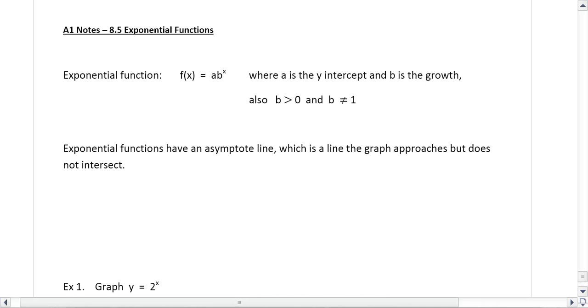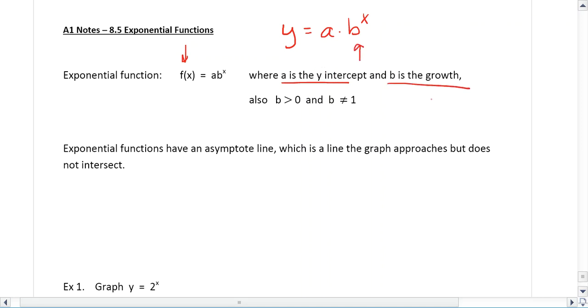In the same way, for a linear equation, we learned y equals mx plus b, where m is the slope and b is the y-intercept. Well, exponential functions are written in the form y, or like I wrote here in function notation, f of x, equals a times b to the x. And in exponential, the a this time is the y-intercept. I don't know why they do that. They just change it up on us. So a is the y-intercept and b is the growth.